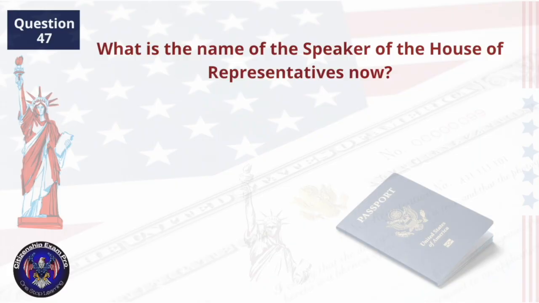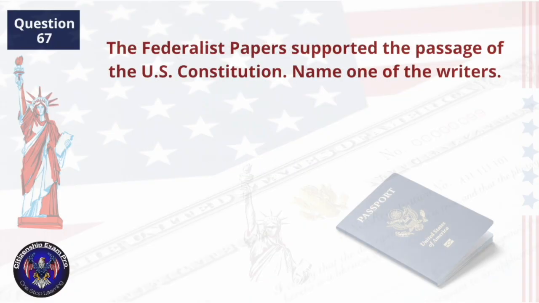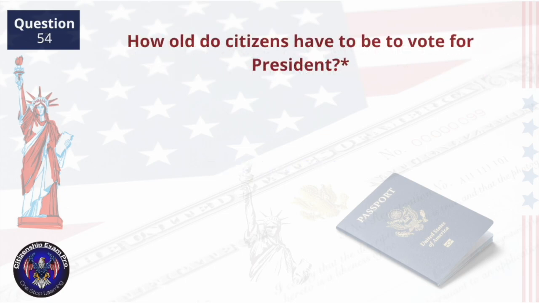What is the name of the Speaker of the House of Representatives now? Mike Johnson. The Federalist Papers supported the passage of the U.S. Constitution. Name one of the writers. James Madison. How old do citizens have to be to vote for president? 18 and older.